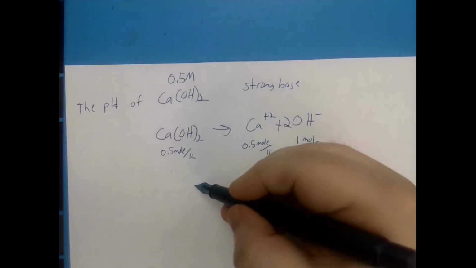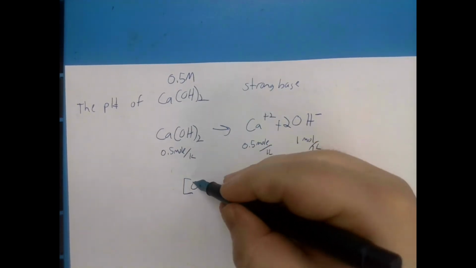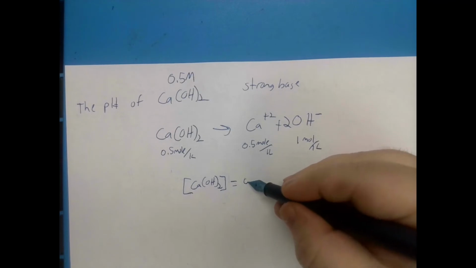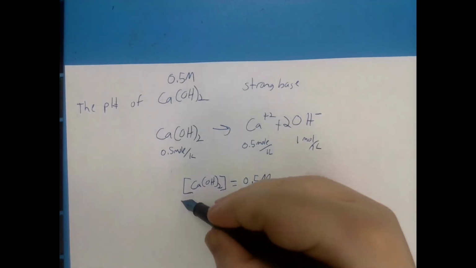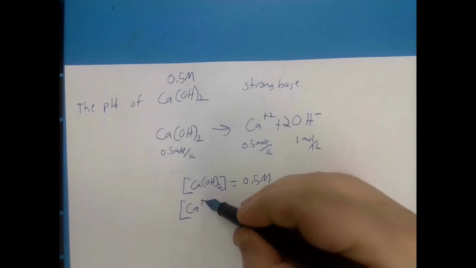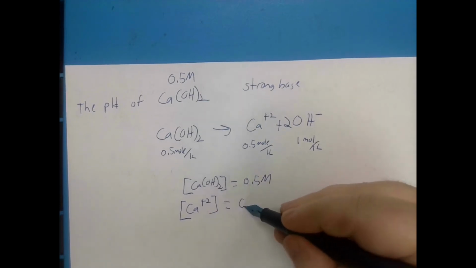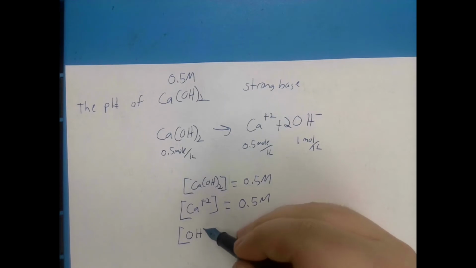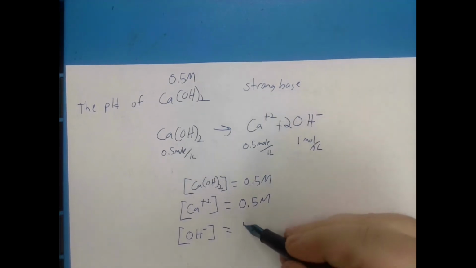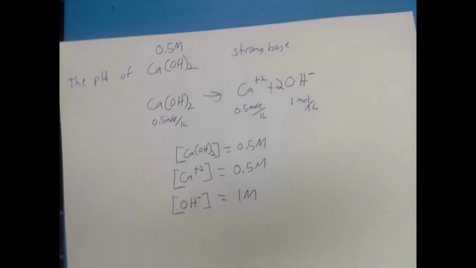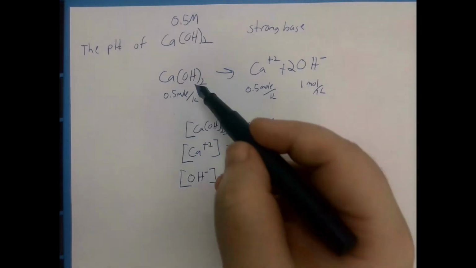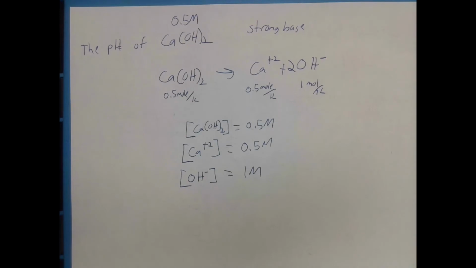So that means the concentration, and these square brackets mean concentration of, Ca plus 2 is 0.5 molar. And the concentration of OH negative is 1 molar. I have a ratio of 1 to 2 for that one. This 1 molecule produces 2 hydroxide ions.